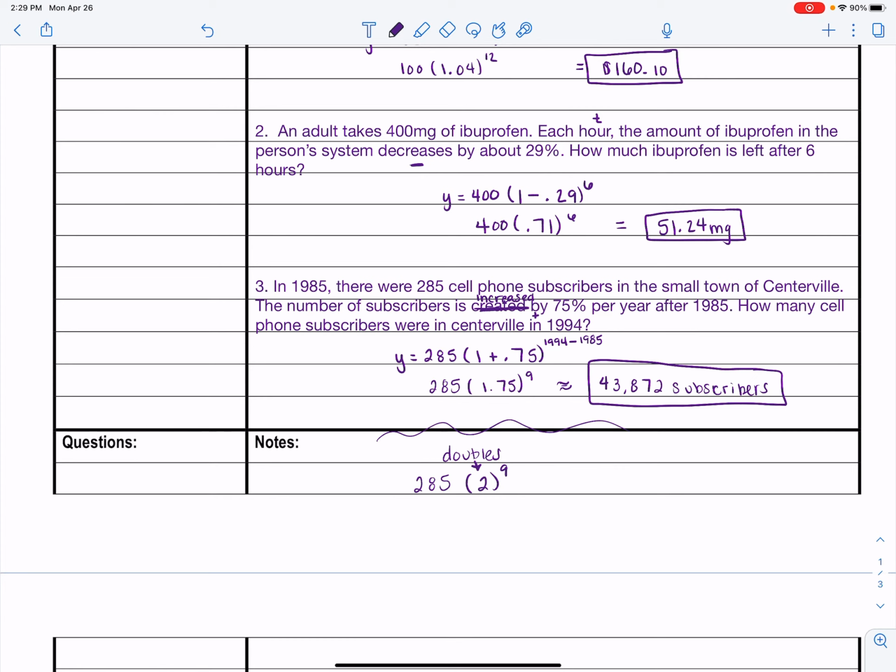If you're given a percent, you have to add or subtract it from one whole. But if you're given a double or triple or something like that, then you just use the number that's given. And that's it.